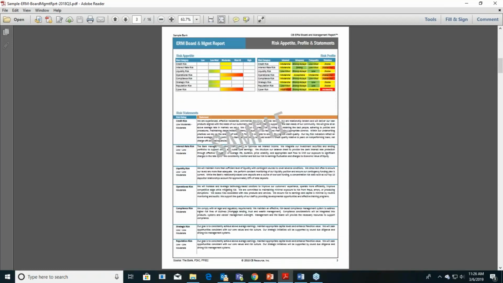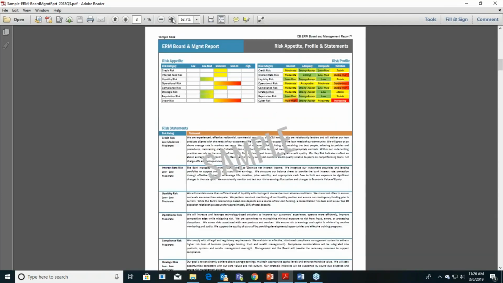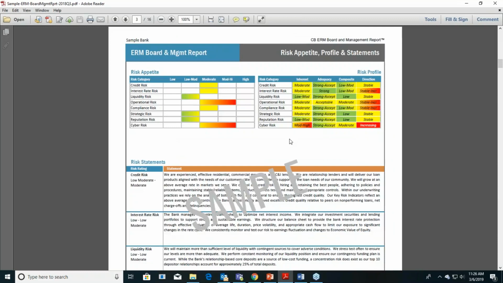So if you think about it, can you structure something that says, okay, based on current data, and this is generated quarterly, what's our risk appetite? What are we willing to do or not do to make money? How do we further define what we're willing to do? What's our risk profile in relationship to our risk appetite?